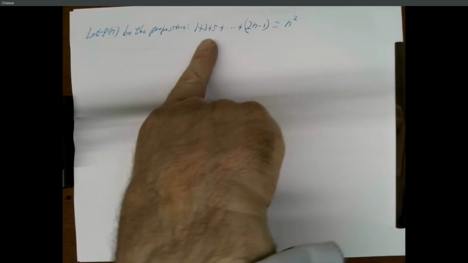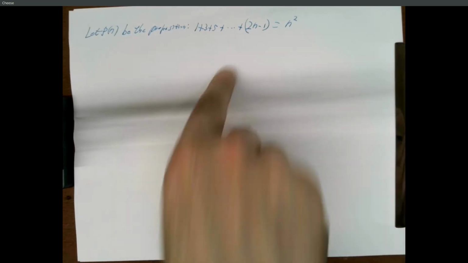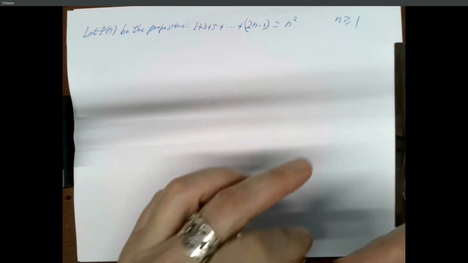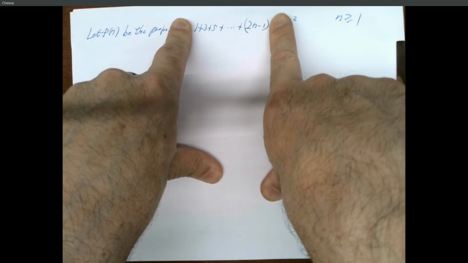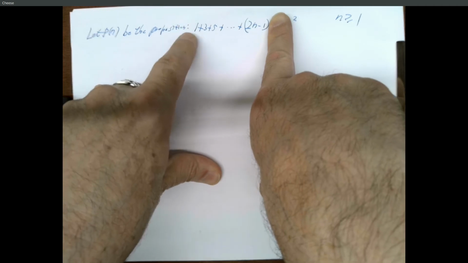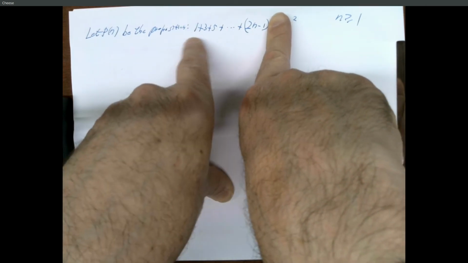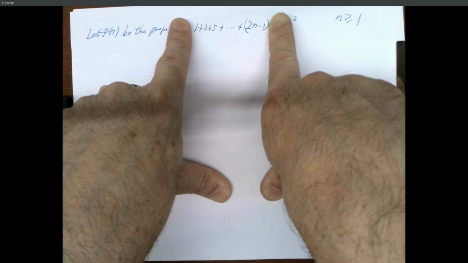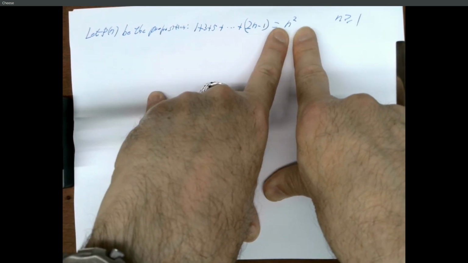So 1 plus 3 plus 5 plus ... plus 2 times n minus 1, where n is bigger than or equal to 1. Well, this sequence I've written here on the left is the sum of the first n odd integers. For example, if n is 3, this says 1 plus 3 plus 5. If n is 5, it'll be 1 plus 3 plus 5 plus 7 plus 9. So this thing on the left is the sum of the first n odd integers. And I'm claiming that's equal to n squared.